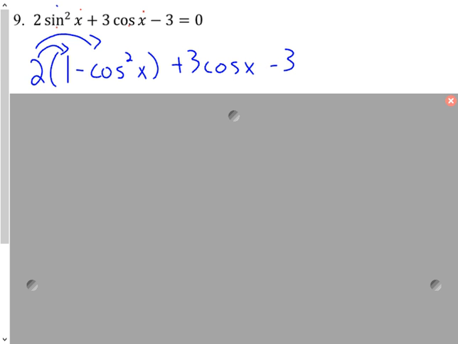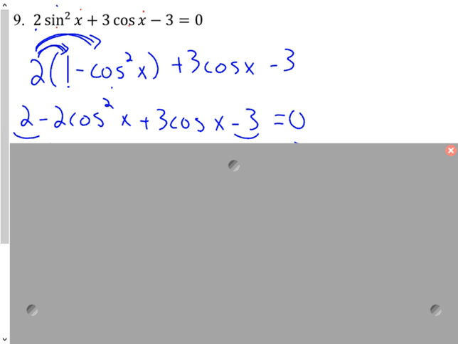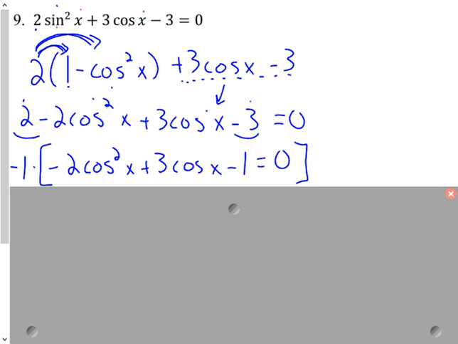Once we plug 1 minus cosine squared of x in for sine squared of x, now I'm going to distribute, right? Because the 2 doesn't belong to just the 1 or just the cosine squared. It goes to both pieces. So I multiplied both pieces by the 2 to get 2 minus 2 cosine squared of x. And then the rest of this equation just kept coming on down: plus 3 cosine of x minus 3 equals 0. And now combine like terms. I've got squares, x's, and now 2 minus 3 for my units. I ended up with this in purple here: minus 2 cosine squared of x plus 3 cosine of x minus 1.